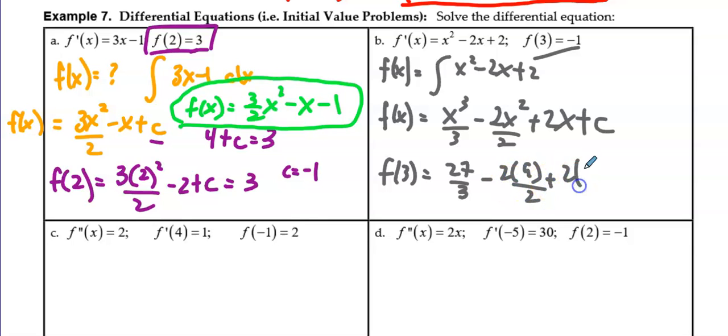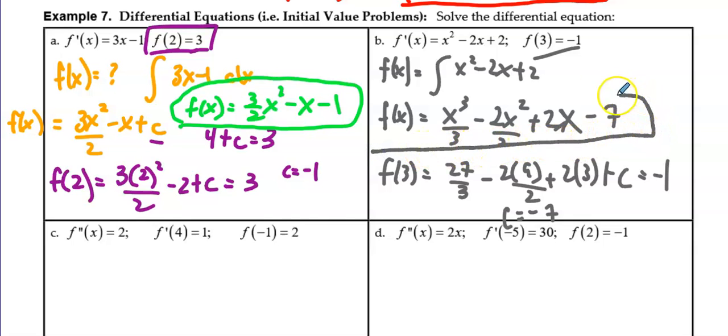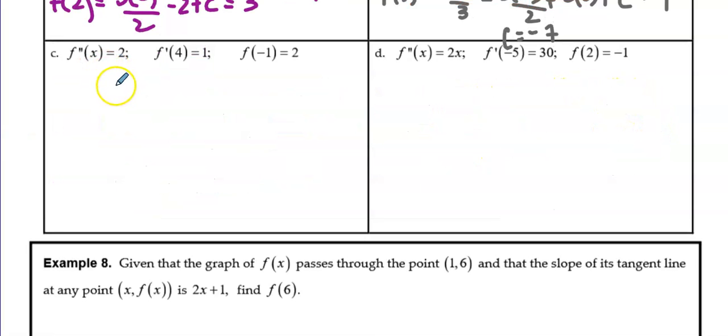And then I'm going to set that equal to negative 1, and I'm going to get that c is equal to negative 7. Therefore, my final answer is going to be what you see here, minus 7. So now I can replace c with my actual value here. So now let's look at c.